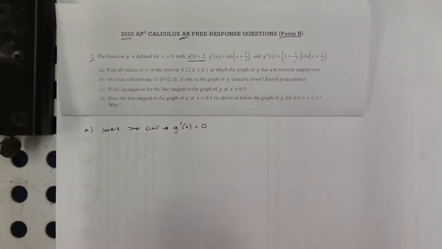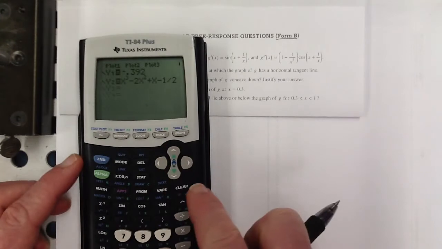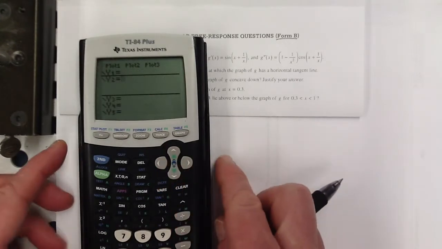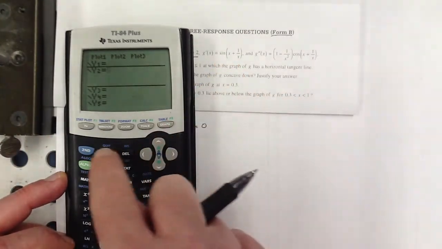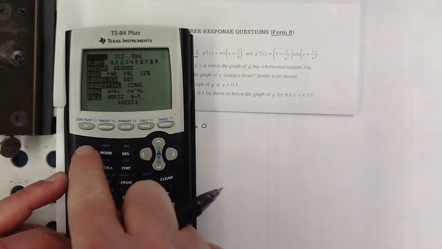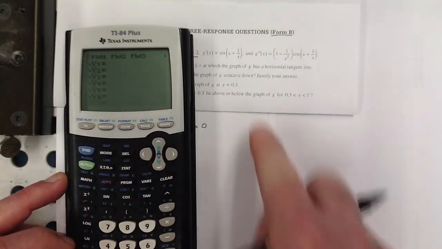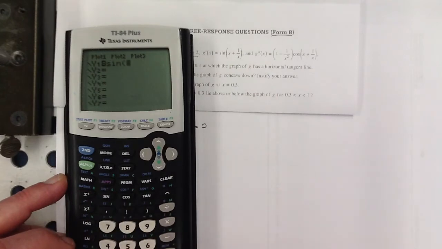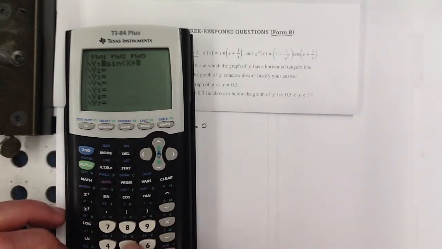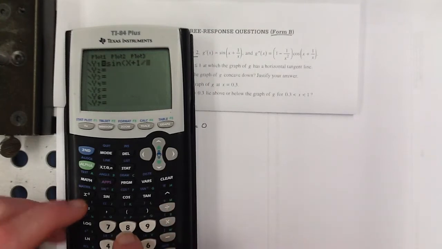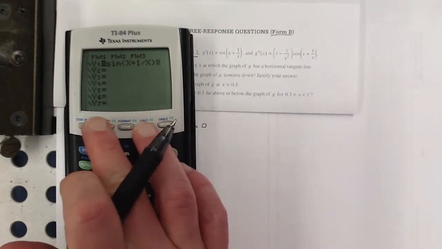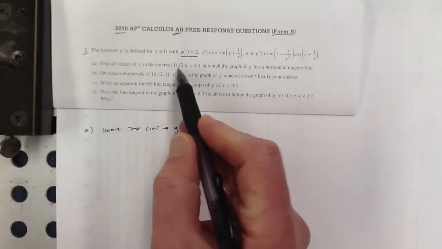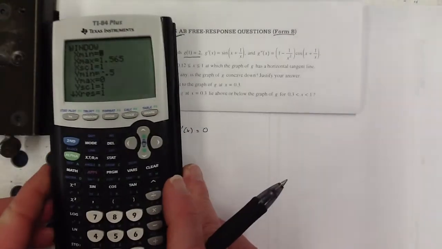Okay, so this is a calculator problem, so I'm going to go ahead and graph that derivative. It's got a trig function in it, so just make sure, double check I'm in radian mode, always good to check, and put that in there, sine of x plus 1 over x. I'm not just going to hit the graph button because this has a very specific domain here, 0.12 to 1.